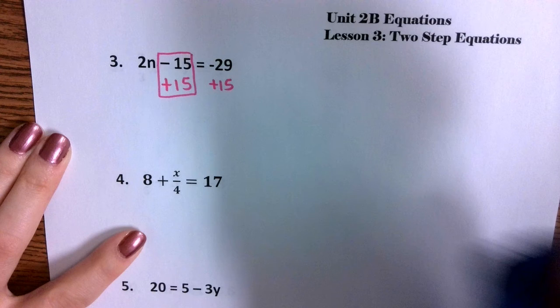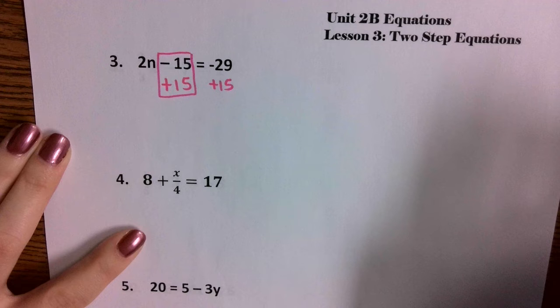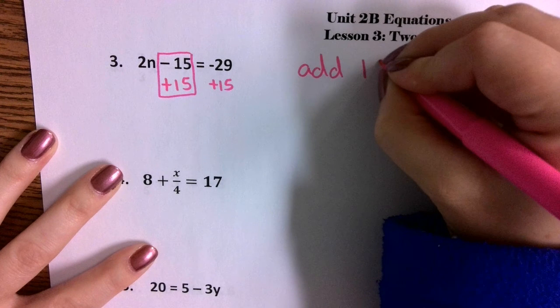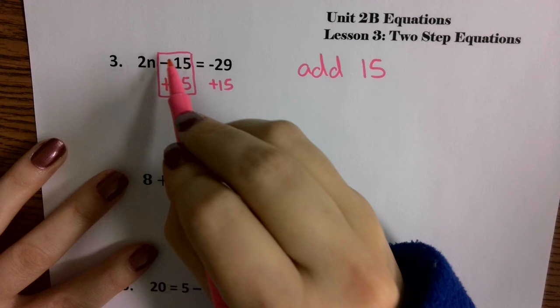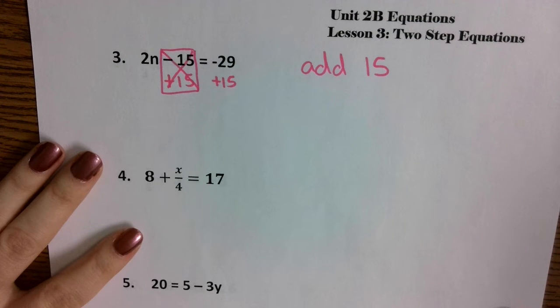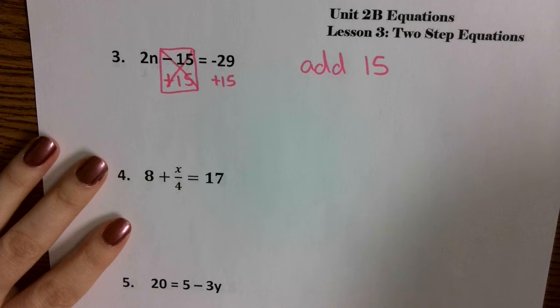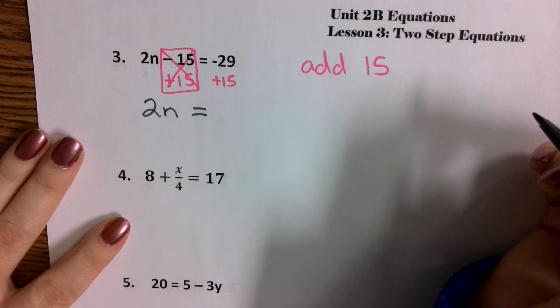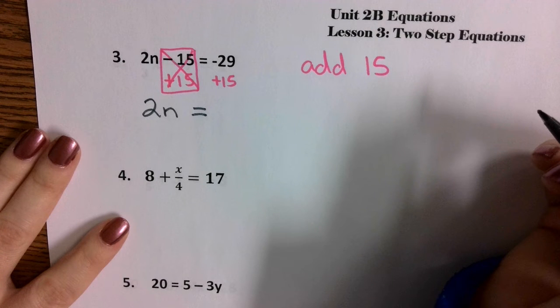These values are going to go ahead and get canceled out. We're going to add 15 to both sides of the equation. These 15s are going to go ahead and get canceled out. Okay, that leaves us with 2n on the left side of the equal sign. And then what is negative 29 plus 15?